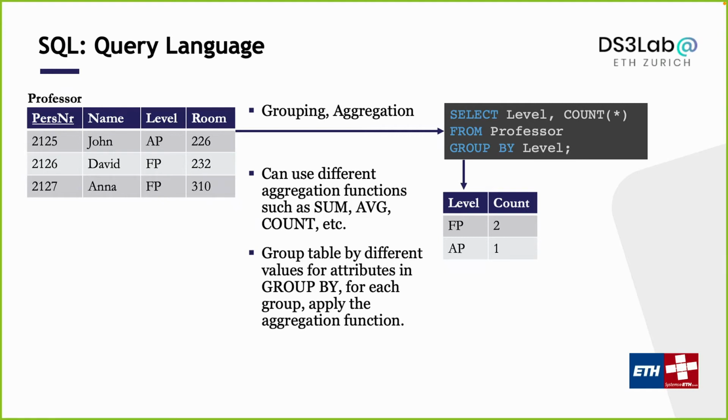And then essentially the semantics is you first group the table by different values for the attributes in the group by. And then for each group, you apply the aggregation function. Okay?